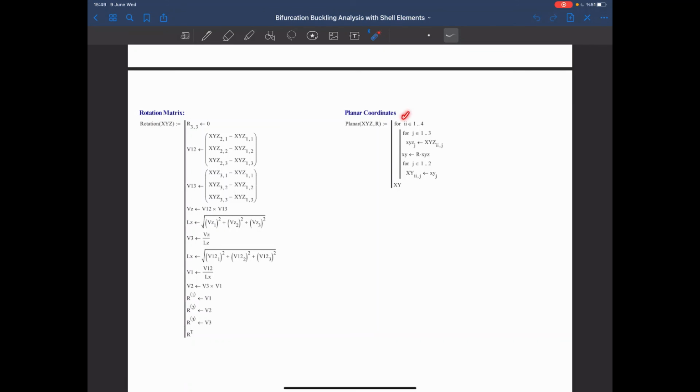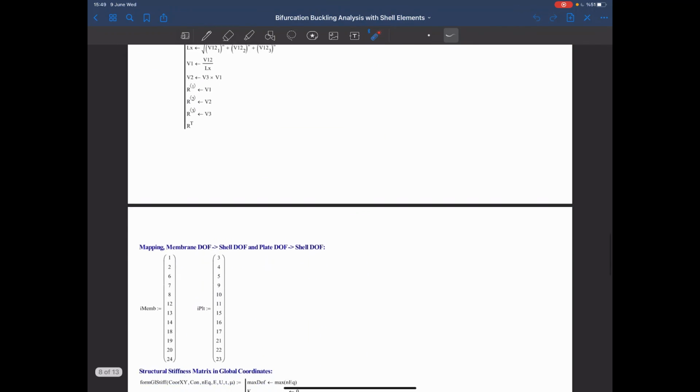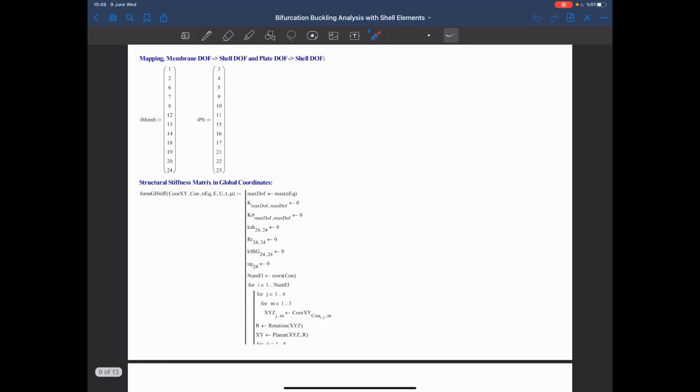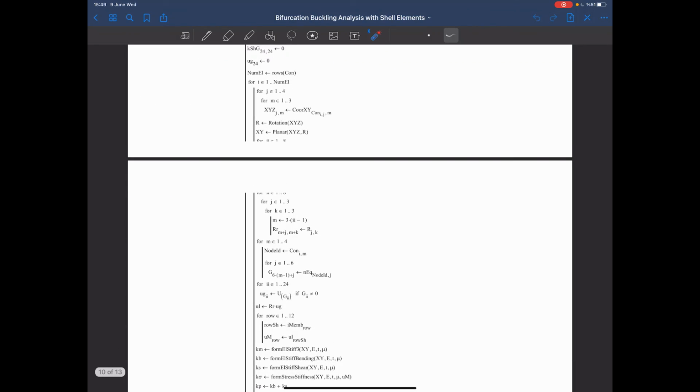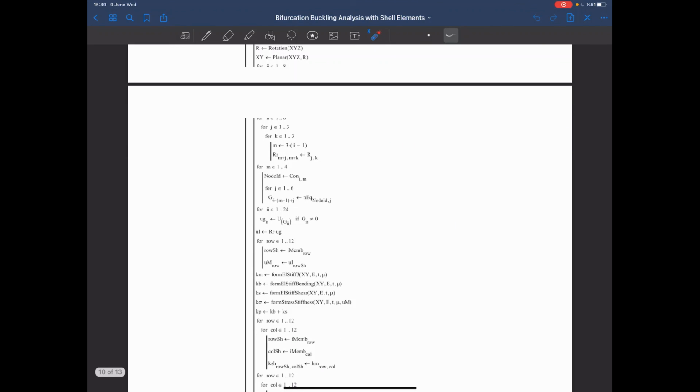Calculate the rotation matrix. I have a subroutine to convert the xyz coordinate into planar coordinates, xy coordinates. This is what this subroutine is doing. It's a flat shell element, so I have to do mapping, membrane mapping, and the plate mapping. And we have the structural stiffness matrix in global coordinates. That's a long subroutine, but it doesn't do anything very fancy. So I calculate the rotation matrix, convert them into planar coordinates. Here I'm just creating a 24 by 24 rotation matrix. I call it RR.